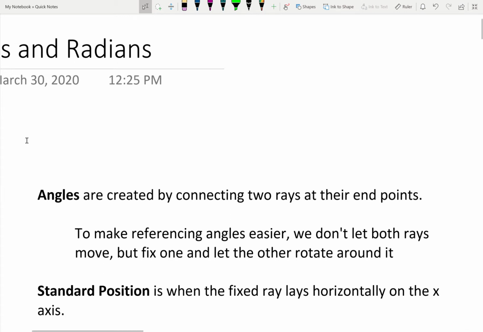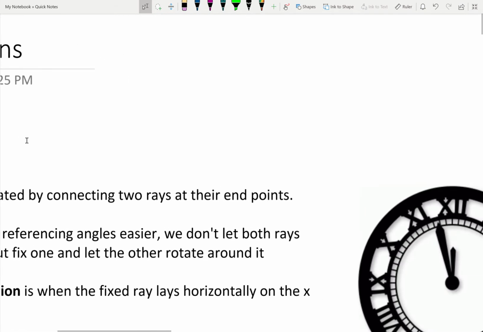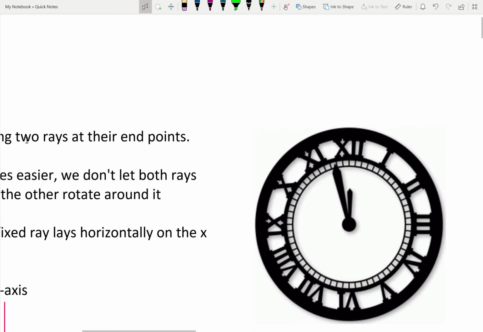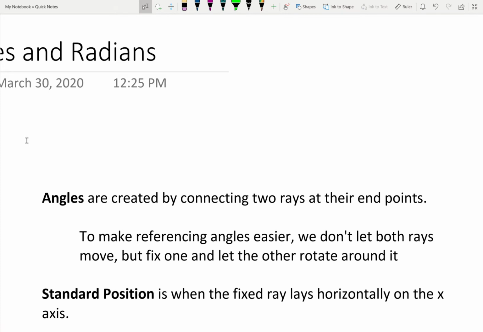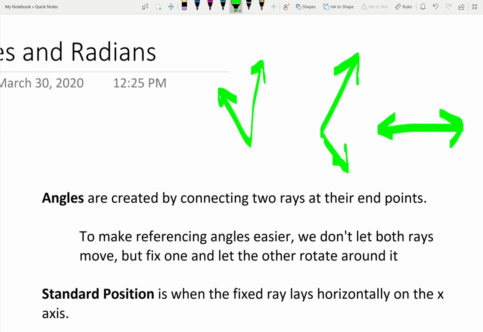Angles, what are they? Angles are created by connecting two rays at their endpoints. So they look like the hands of a clock, right? Something like this. And they can really be in any direction that we want, right? So these two rays that are connected, they could look like this. They could look like this, and they can look like any which way you can think about. But when we have so many different rays and so many arrangements of it, it makes it a little bit more difficult to really talk about the measure of the angles.